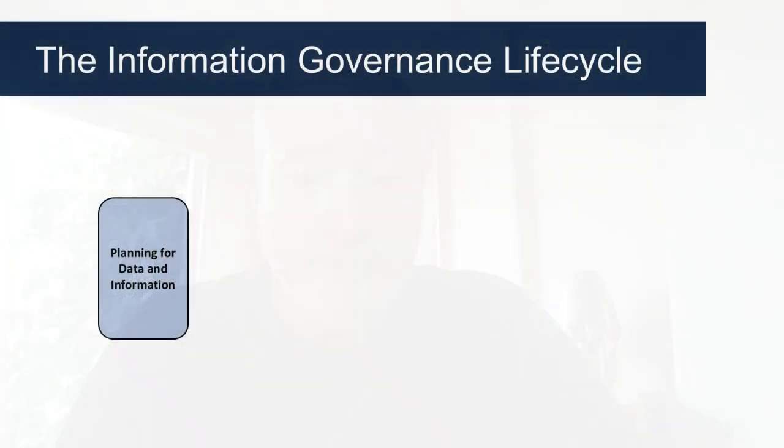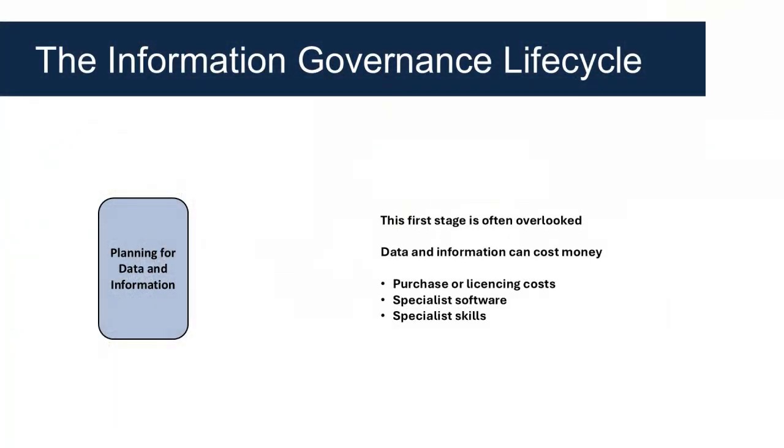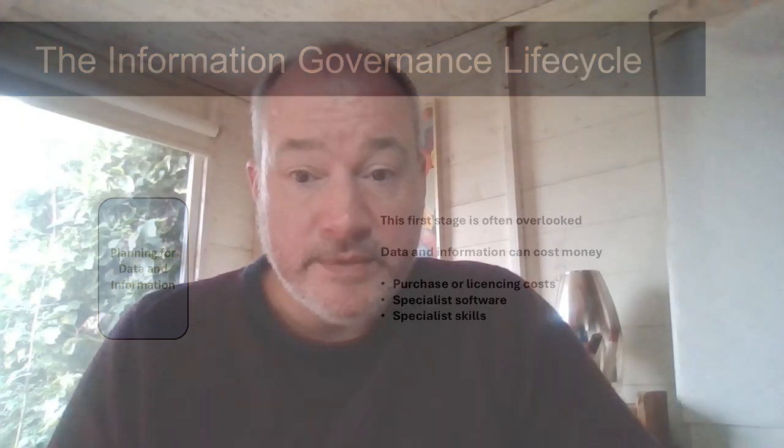There are 5 key elements to the information lifecycle, and the first, and the one that's most often overlooked by organizations, is planning for data and information. What data and information do you need? One of the reasons why you plan for data and information is because there might be costs involved. It might cost money to buy, it might only be available under license. You might need specialist software to exploit it, you might need specialist skills to exploit it.